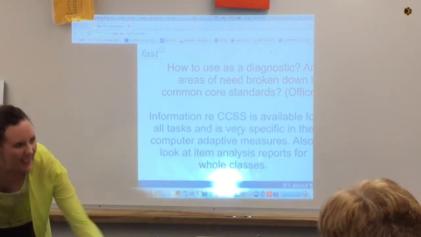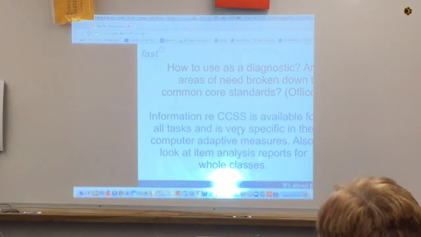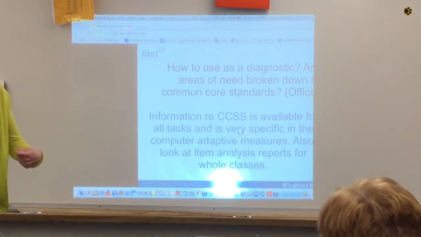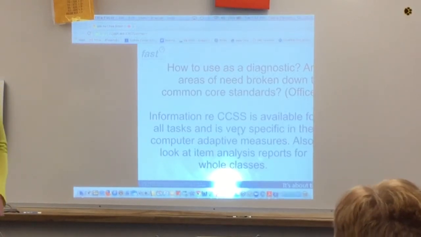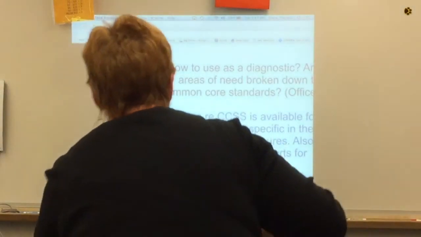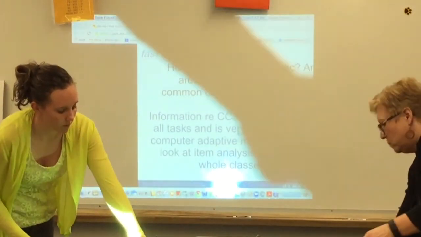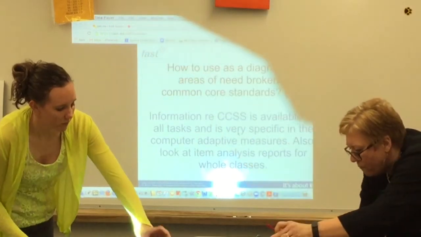Okay, so I'm just going to go through the questions pretty much as I received them, and I put in parentheses here where they came from, and this was an office one. The rest of them are grade levels. So how to use these measures as a diagnostic? Are there areas of needs broken down by Common Core standards?